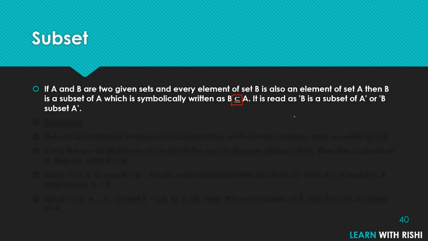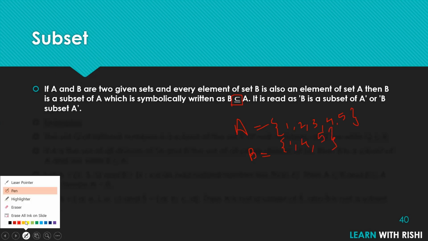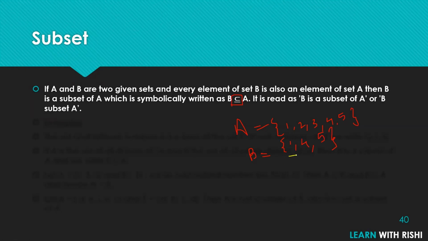Let us take a simple example. Now my set A is 1, 2, 3, 4, and 5. So these are my 5 elements in set A. And my set B has elements 1, 4, and 5. These are my 3 elements in set B. Now, if you observe here, in set B, there are 3 elements, 1, 4, and 5. These 3 elements are also there in set A, 1, 4, and 5.